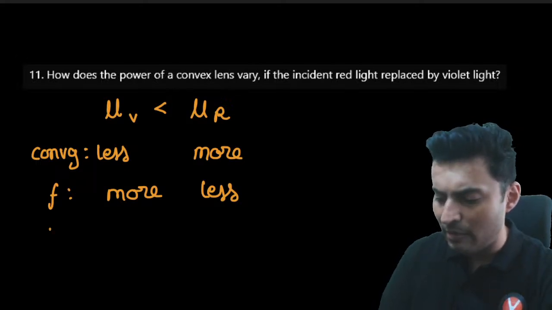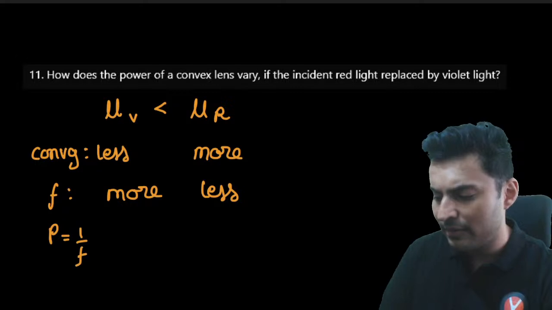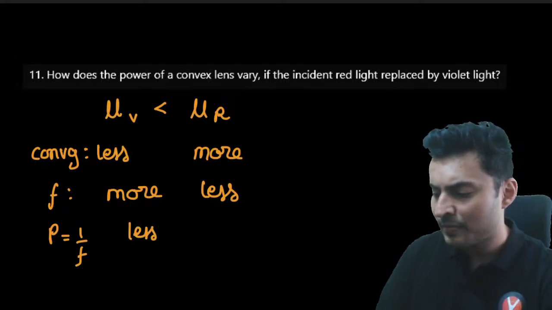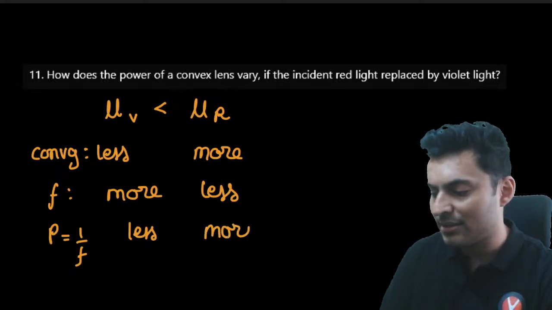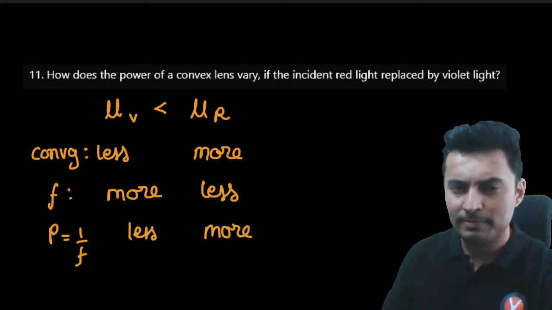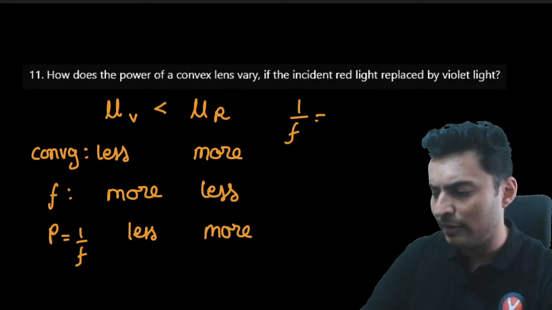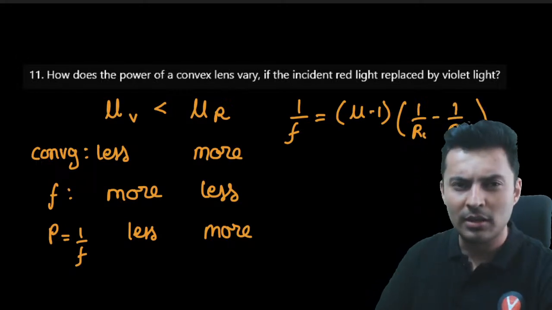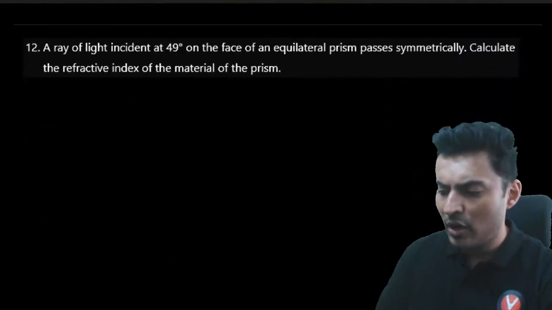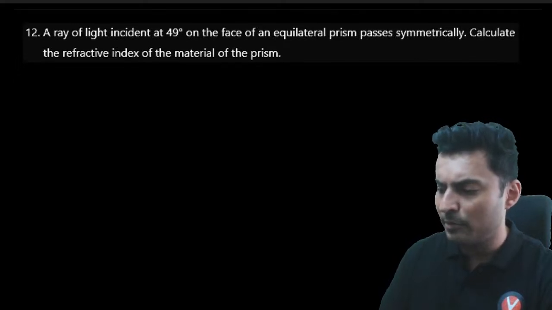So power is asked. Power is 1 by F. So for violet, power will be less, and for red, power will be more. As simple as that. Very straightforward. You should know this formula: 1 by F is mu minus 1, 1 by R1 minus 1 by R2. Lens maker formula. Great.